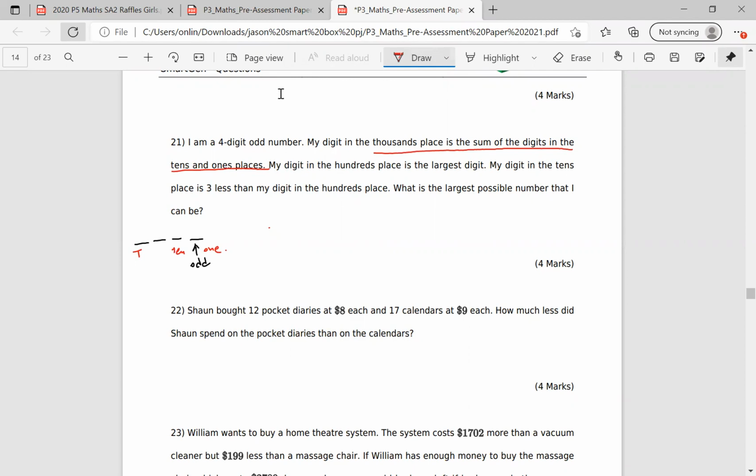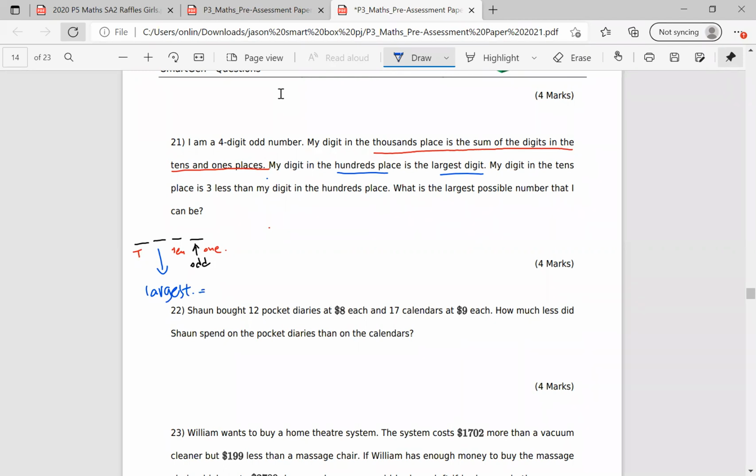Then the 100 place is actually the largest possible number. And then the 10 place is 3 less than my digit in the 100 place. What is the largest possible digit that it can be?